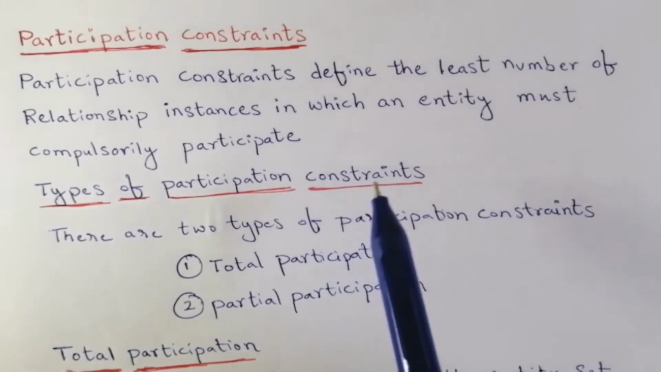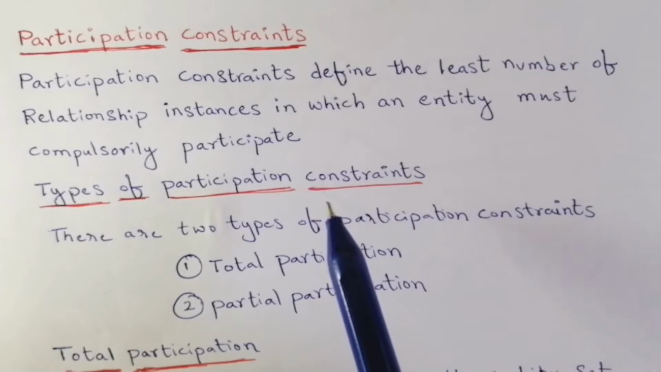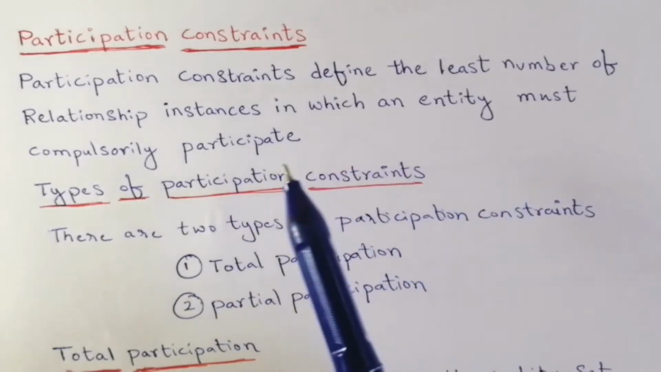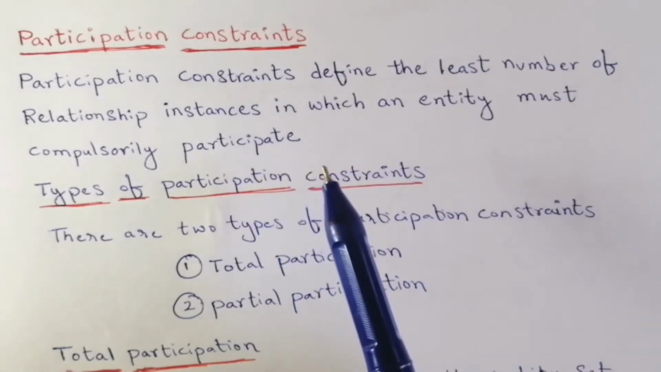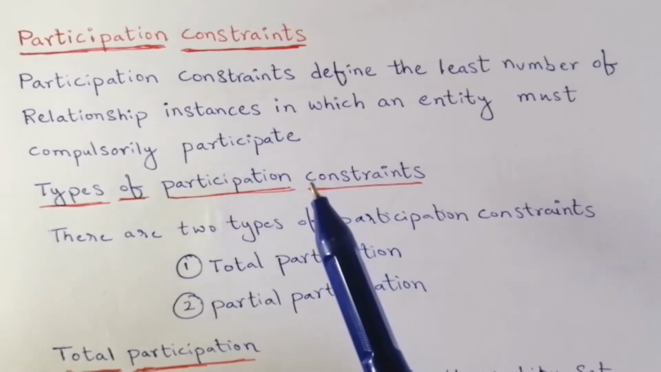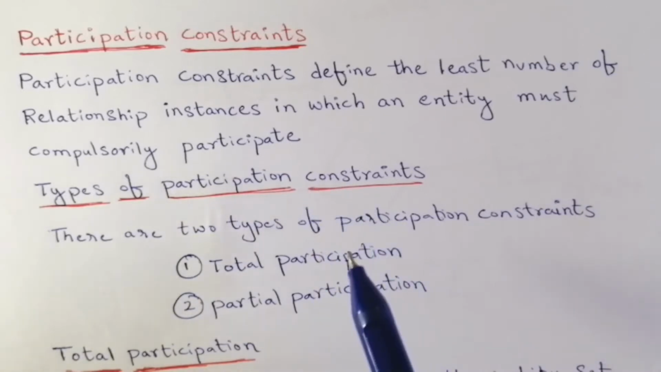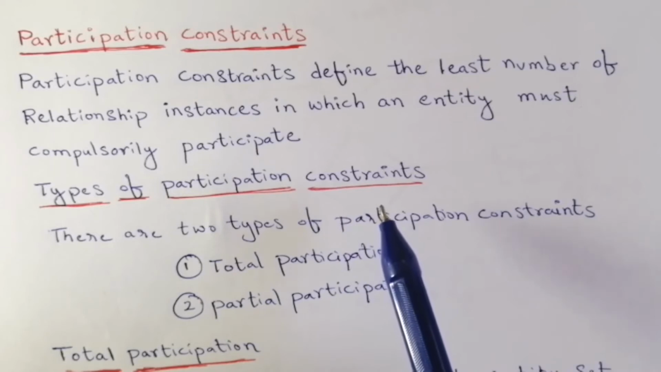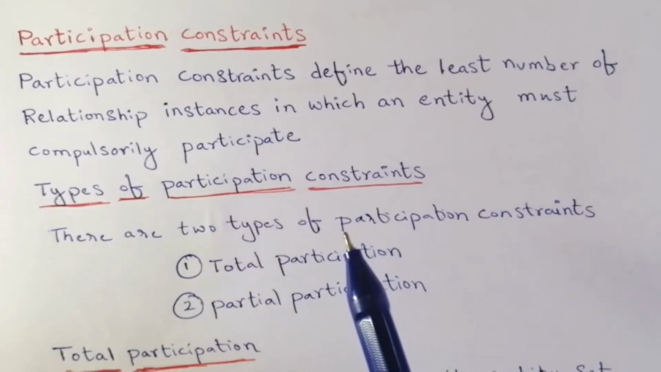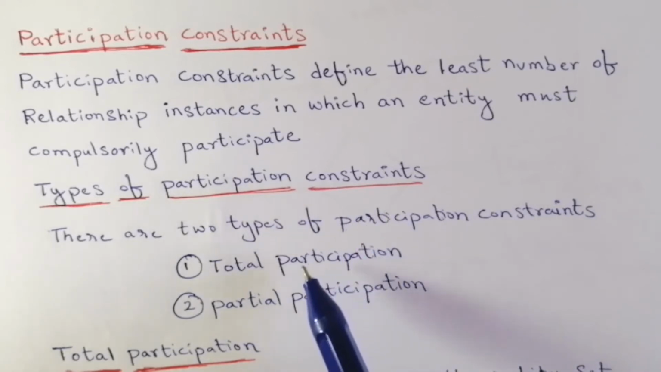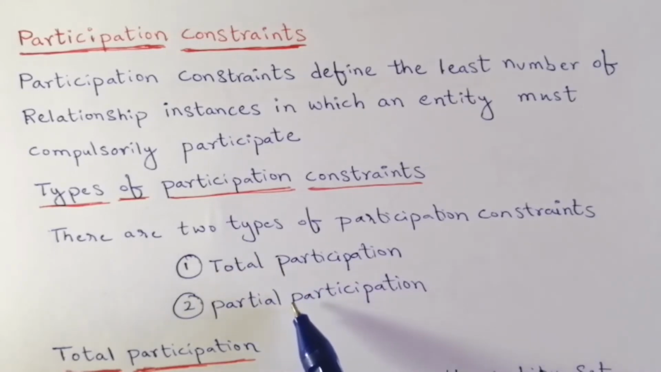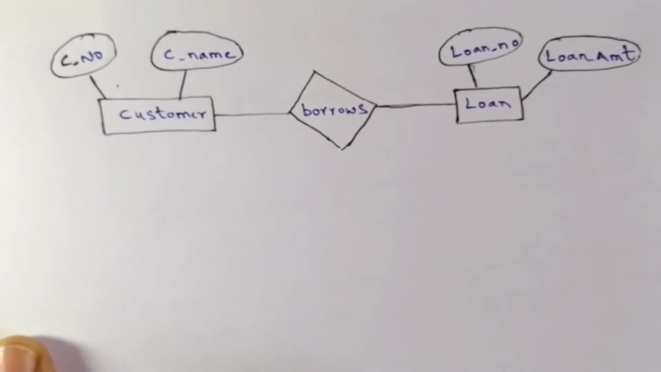Participation constraint defines the least number of relationship instances in which an entity must compulsorily participate. It is of two types: total participation and partial participation. Let us take an example, and through the example we are going to get a very clear idea about total and partial participation. So let us look at an example.